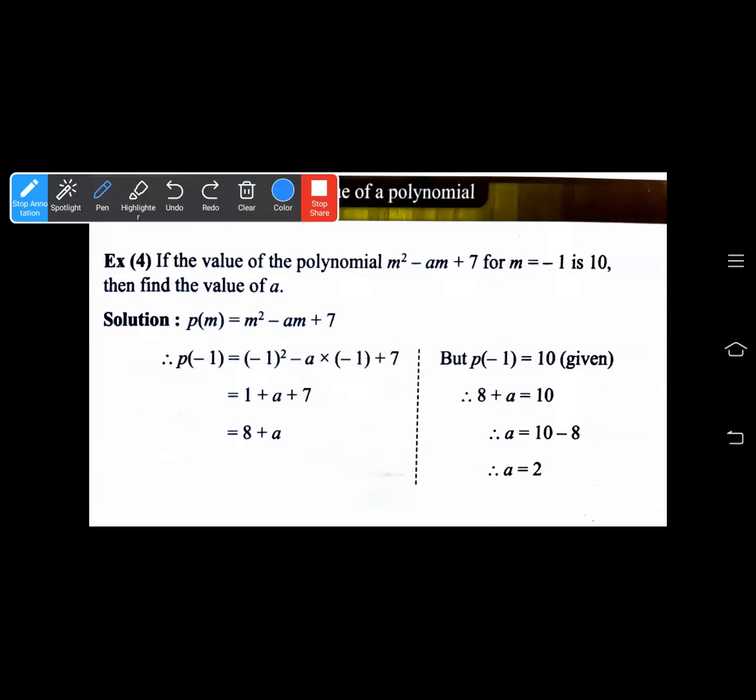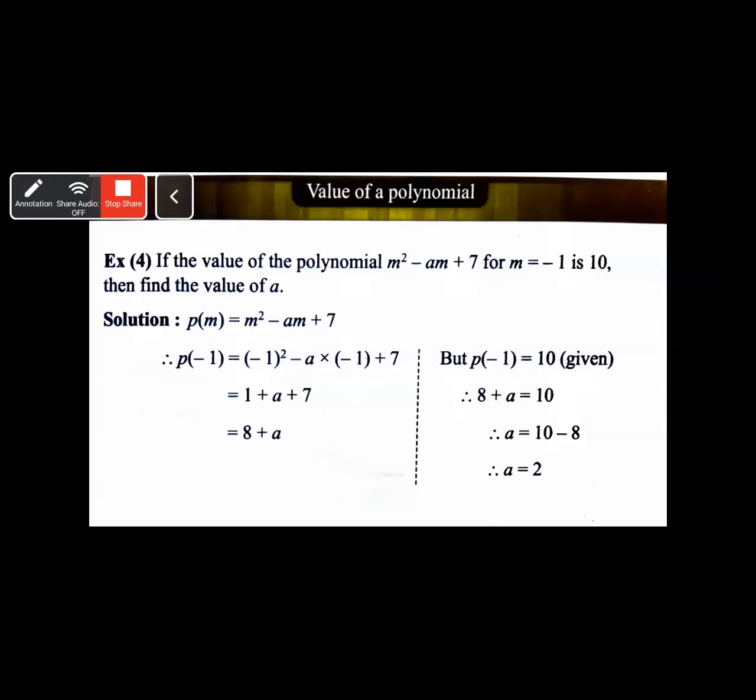So you have got the value of a is equal to 2 for finding when you will put m is equal to -1 and value of the polynomial as 10. You are getting value of a as 2. Fine.